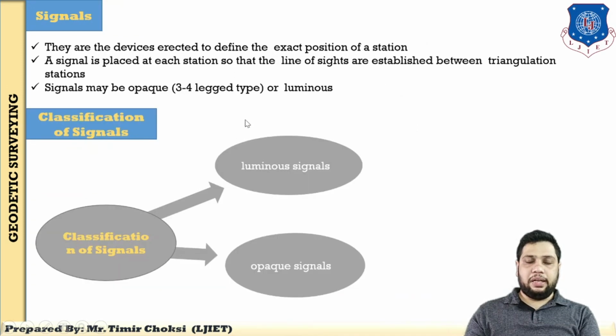Now next is the signal. Different types of signals are used for conducting geodetic surveys and for the triangulation network. They are devices constructed to define the exact position of the station. A signal is placed at each station so that lines of sight are established between the triangulation stations. So a signal is provided to establish the line of sight. A signal may be of the 3-4 leg type or luminous. So the classification of signals is luminous or non-luminous.